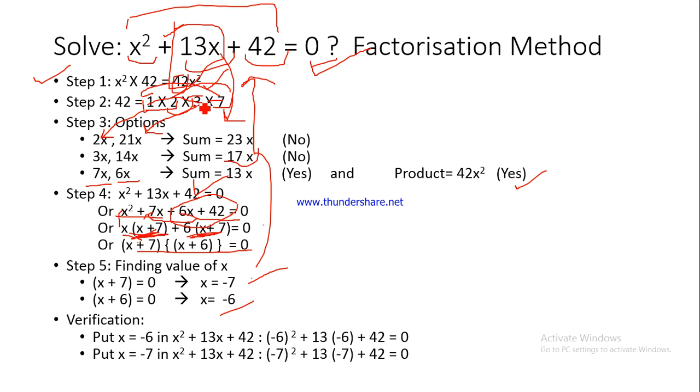Then you went for 1 into 3 is equal to 3 and 2 into 7 is equal to 14. But again the sum is equal to 17x and you will have to reject. Then in the third case only you will be able to get the sum that you wanted, 7x and 6x. When you add them up, it will become 13x. So this now becomes an acceptable solution. This is how you proceed forward.